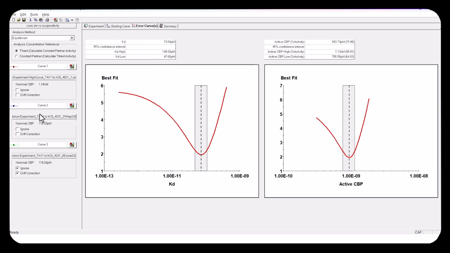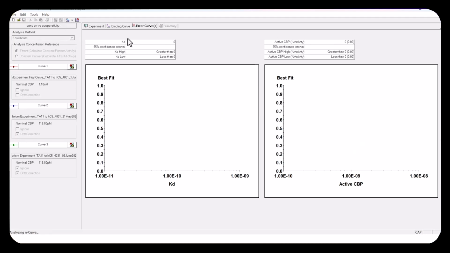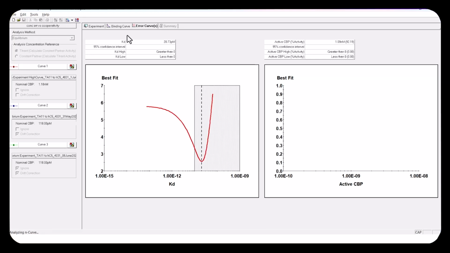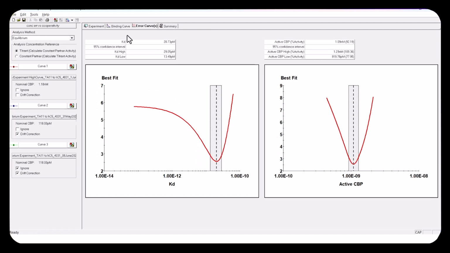So now when I turn on drift correction for this second curve and click Analyze again, it takes a little while to do it because it's thinking, it's exploring some territory here. But it comes back and says, hey, I've done it. And now it's between 13 and 29. Now, I warned you already that if you see a case where you significantly change the KD, you ought to not trust it. This is that case.